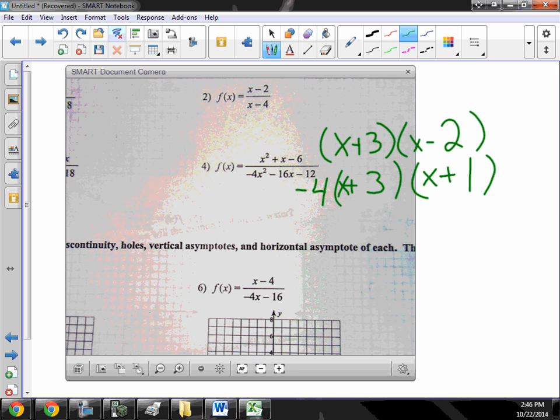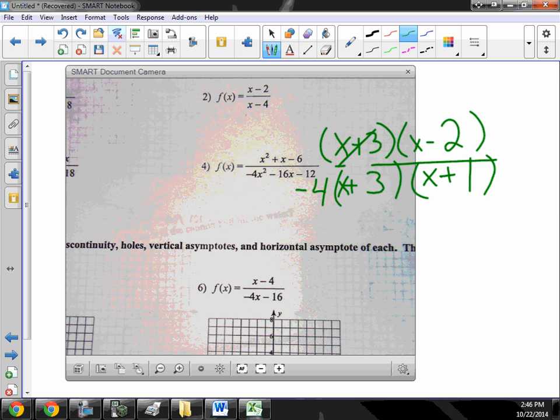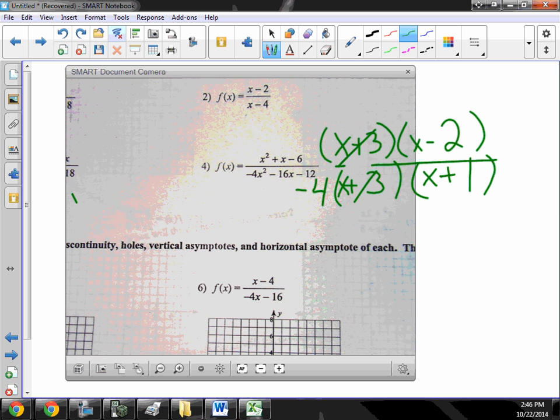Okay. So now, where are my discontinuities? Do you know what discontinuity means? Where is the graph discontinuous? Where does it stop being a continuous line? So it is discontinuous at -1 and at -3.